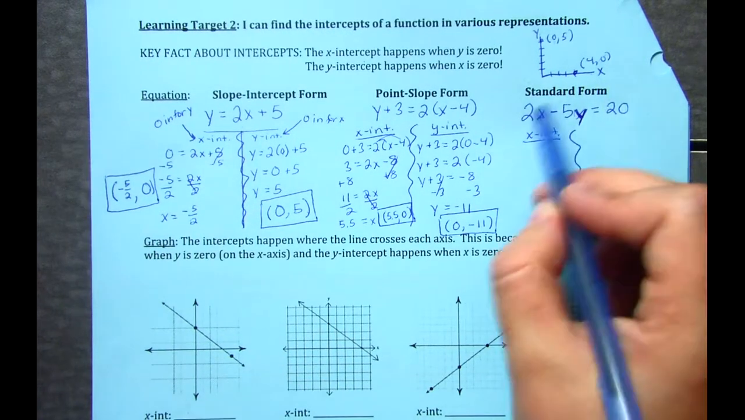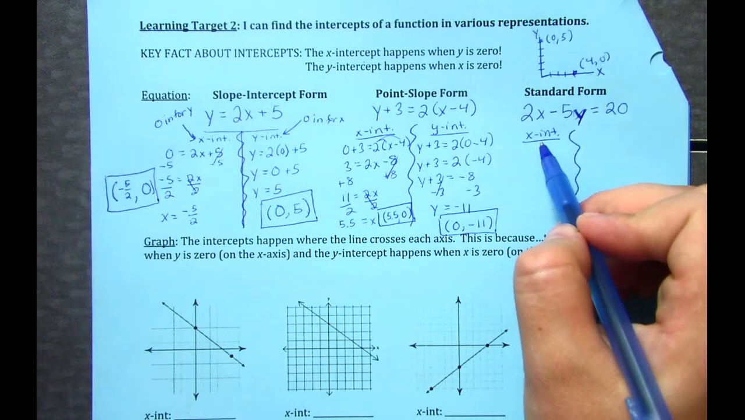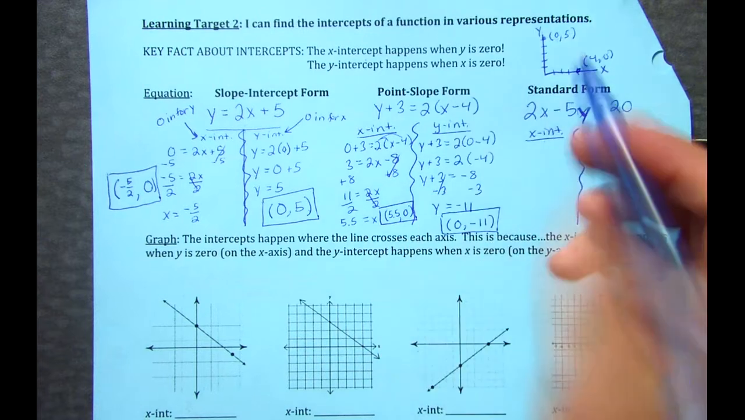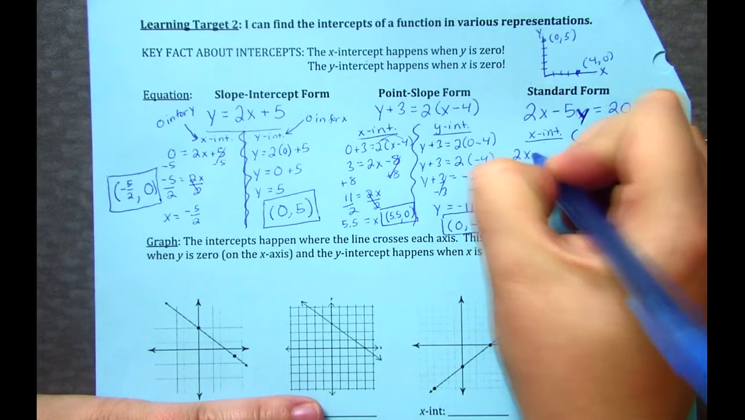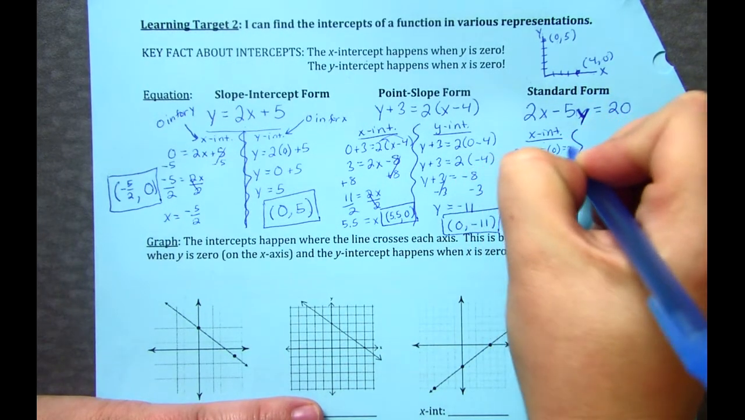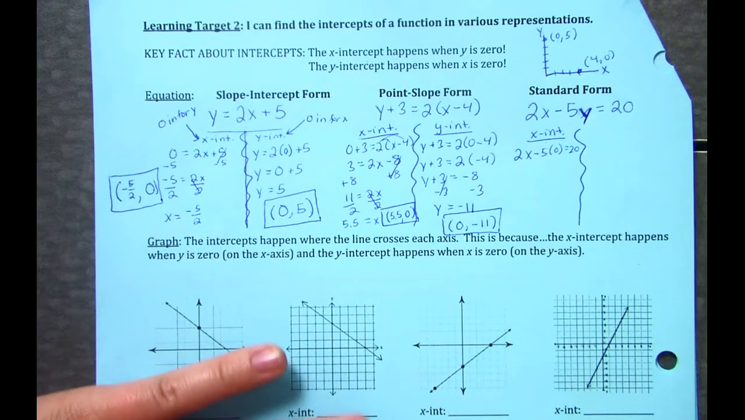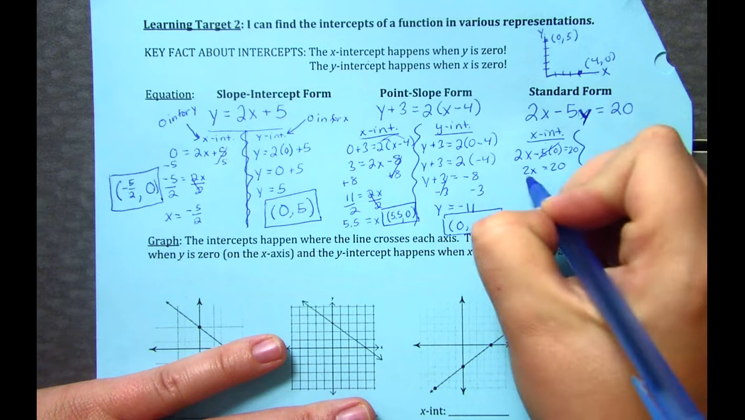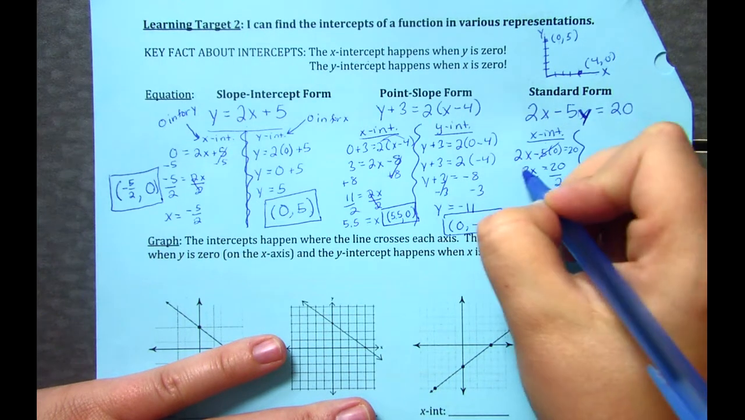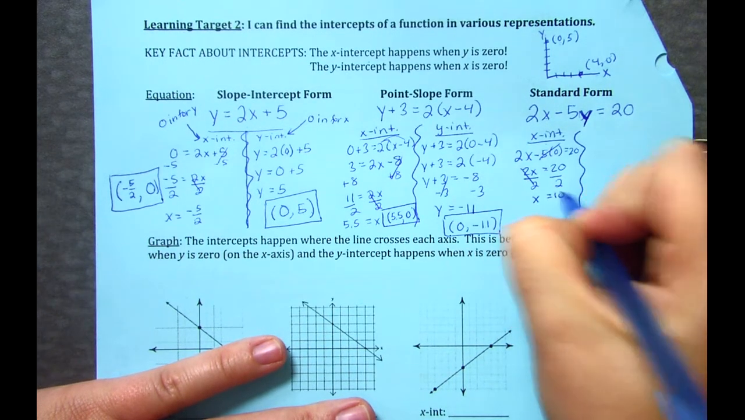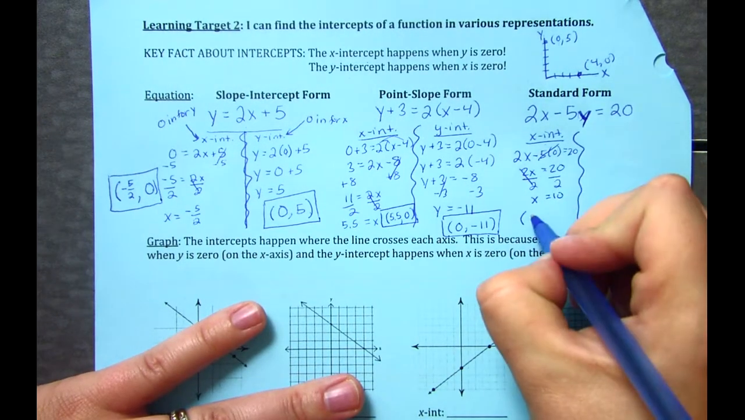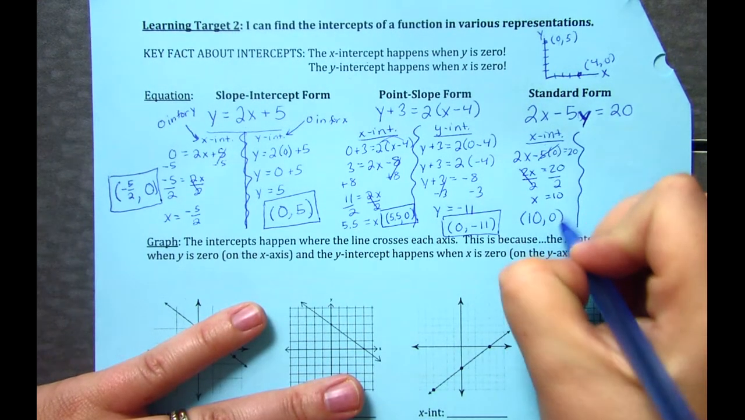So if I have this function in standard form, if I want the x-intercept, I put 0 in for y, because the x-intercept happens when y is 0. So I rewrite this, 2x minus 5 times 0 equals 20. Well, that just goes away, and I have 2x equals 20. Divide both sides by 2, so x is 10. So my x-intercept is 10 when y is 0.